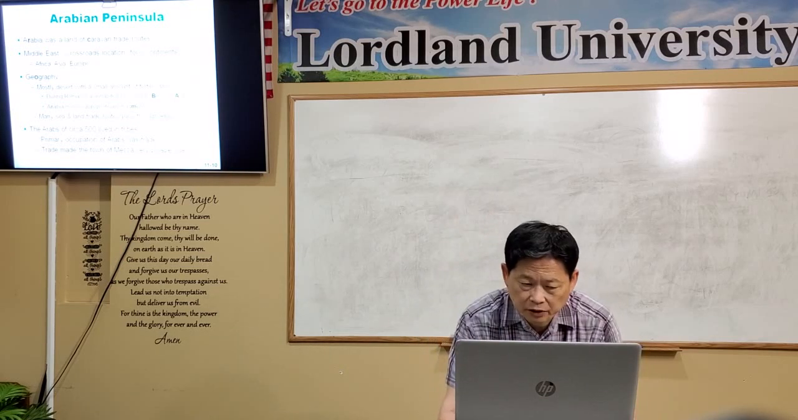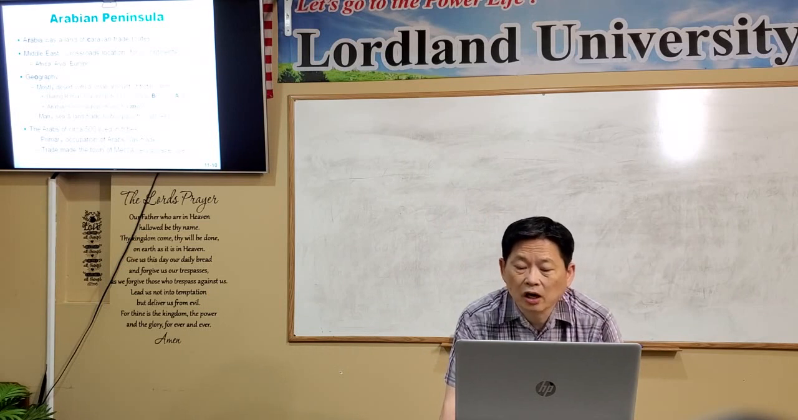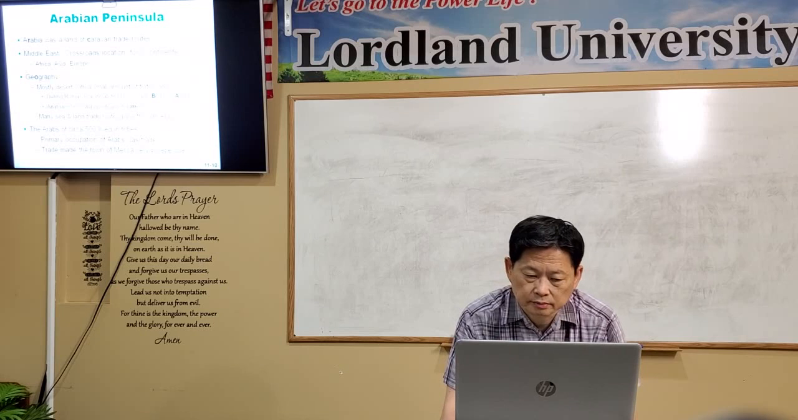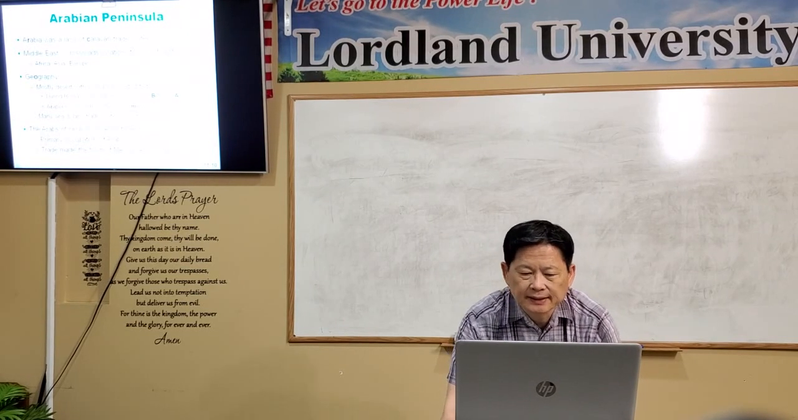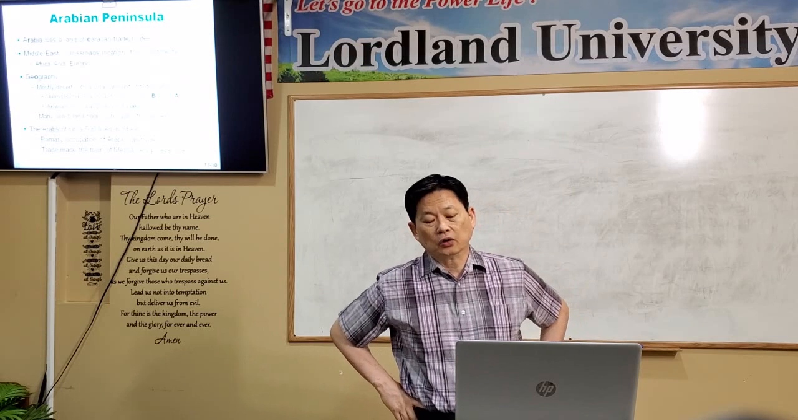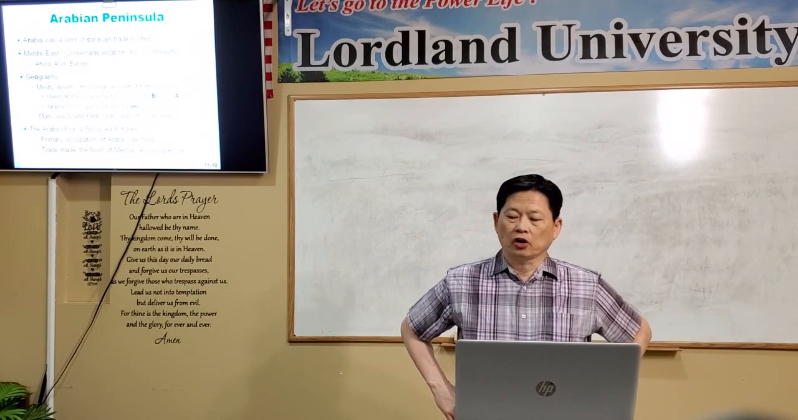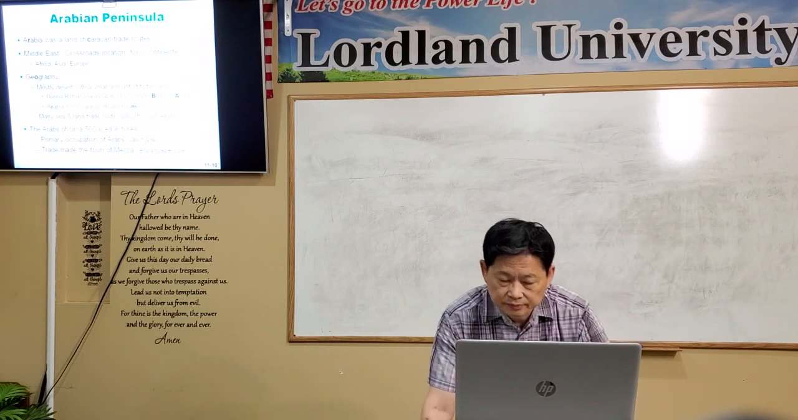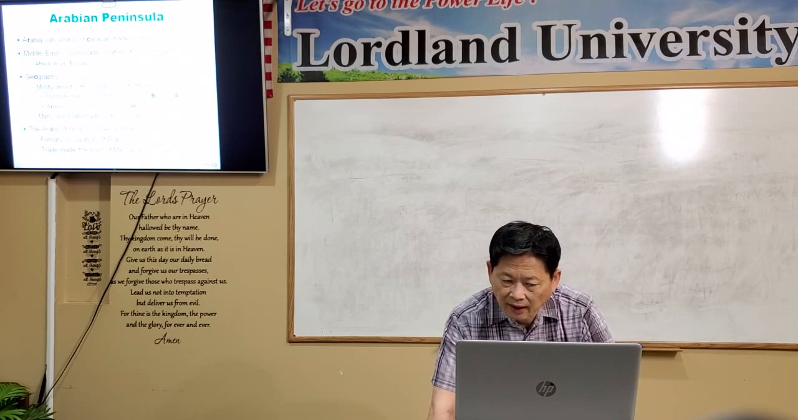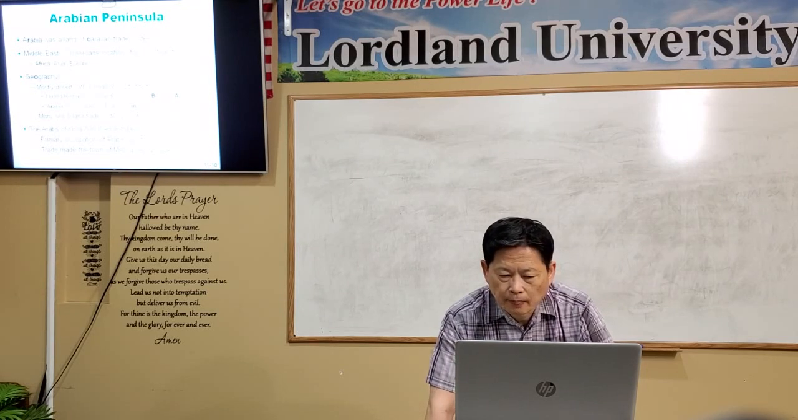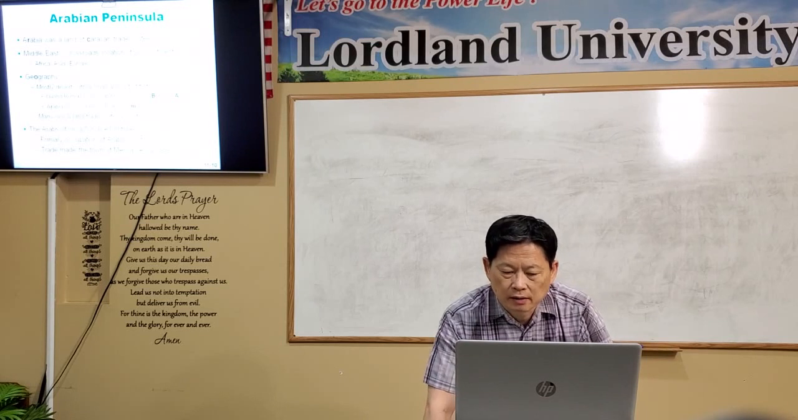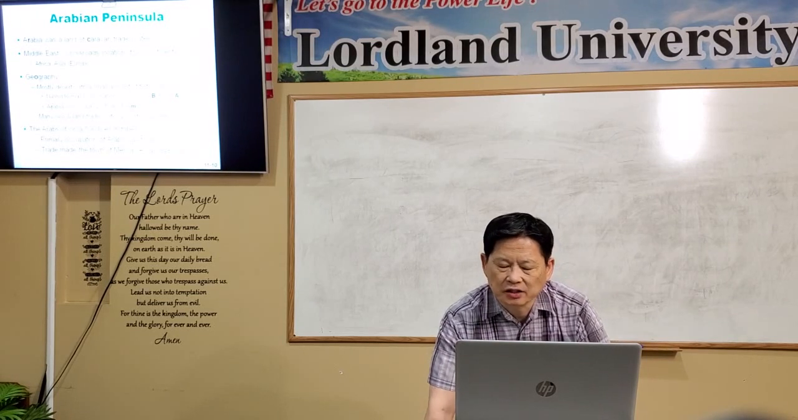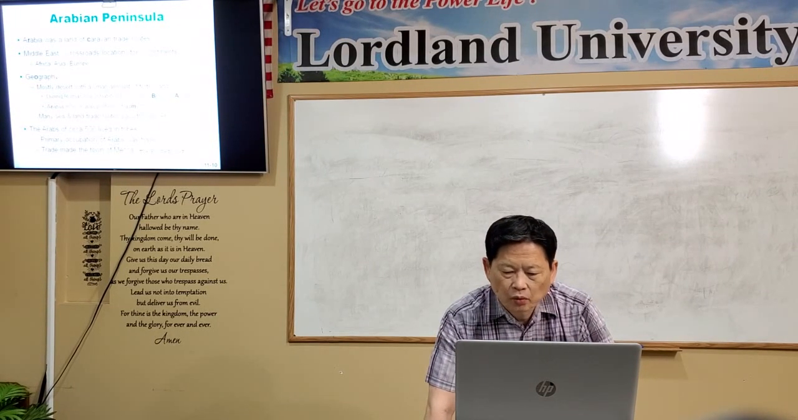Okay, summary of Arabian Peninsula. Arabia was a land of caravan trade routes. Arabian Peninsula located in the Middle East, located at the crossroad in the Middle East for 3 continents: Africa, Asia, and Europe. Geography. Arabian Peninsula are mostly desert with a small amount of fertile land.